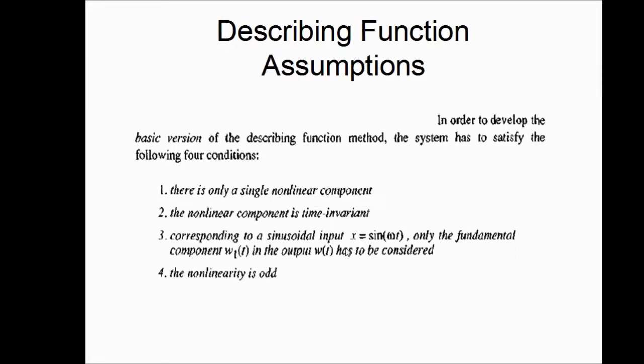So in order to develop a basic version of the describing function method, the system has to satisfy the following four conditions. These are the assumptions for the describing function method to work. The first assumption is that there is only one single nonlinear element. The nonlinear component is time invariant. Corresponding to a sinusoidal input, only the fundamental component in the output has to be considered. The nonlinearity is odd in nature. So with these four assumptions, we can build a describing function approach for nonlinear systems.